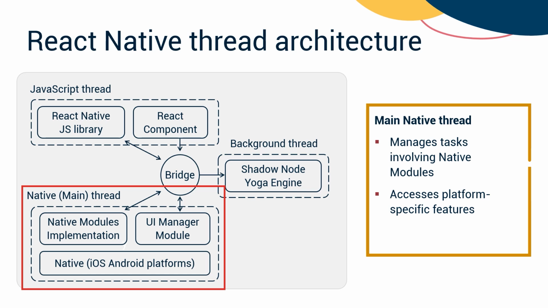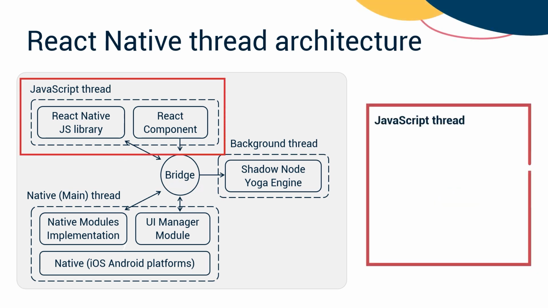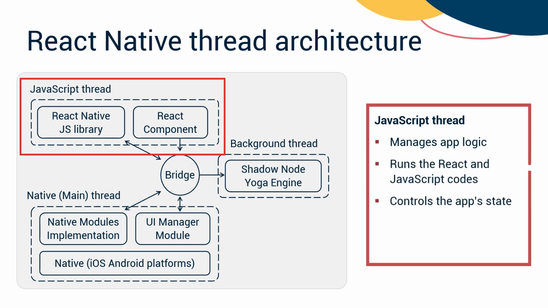This makes the application run faster and more efficiently. Next is the JavaScript thread. This thread manages your app's logic, runs the React and JavaScript codes, controls the app state and manages decision-making about what to display. If this thread gets overloaded with multiple tasks or heavy calculations, the app might slow down and become less responsive. So it is important to keep this thread running smoothly so that the UI can update quickly.